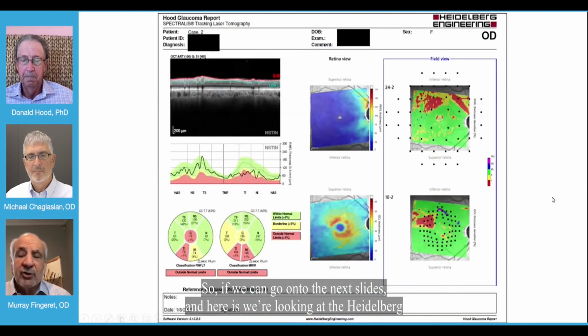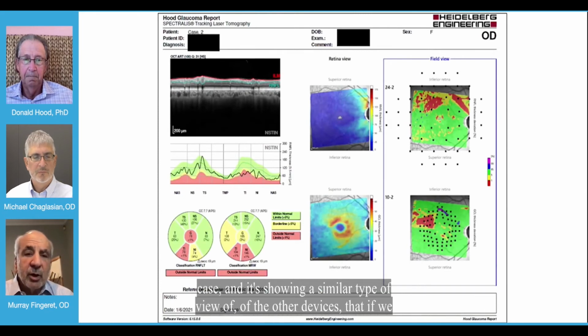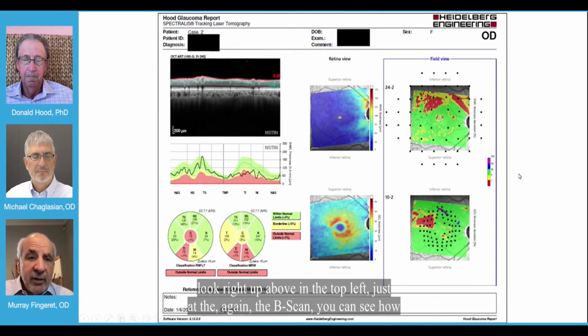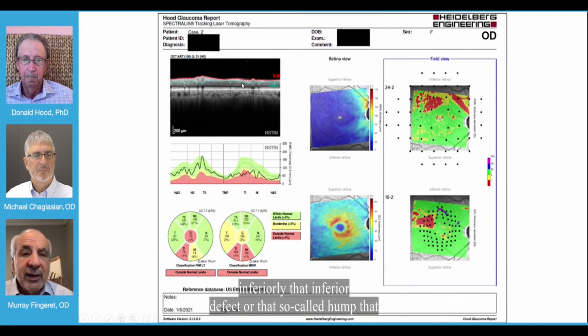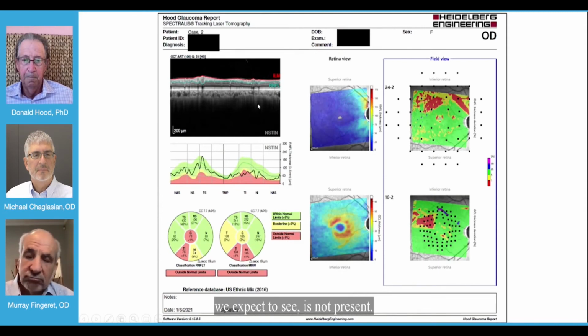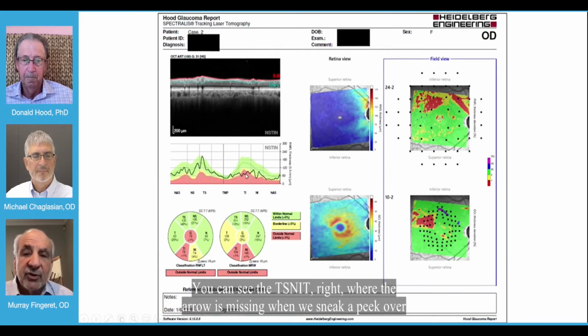So if we can go on to the next slides, here we're looking at the Heidelberg case, and it's showing a similar type of view of all the other devices. If we look right up above in the top left, just at the B scan, you can see how inferiorly that inferior defect, or that so-called hump that we expect to see, is not present, and that there's inferior loss. You can see the TISNT right where the arrow is missing.